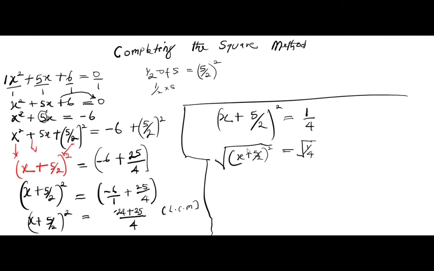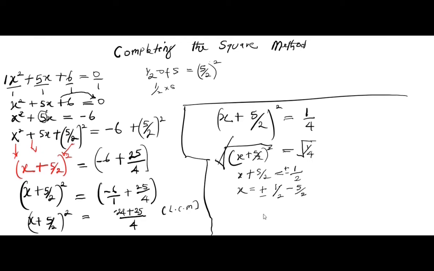Okay, so the square root here will cancel this squared here. So we have our x plus 5 all over 2 equals to square root of 1 is 1 and the square root of 4 is 2. So we have our plus or minus. So our x equals to plus or minus 1 all over 2 minus 5 all over 2, right?